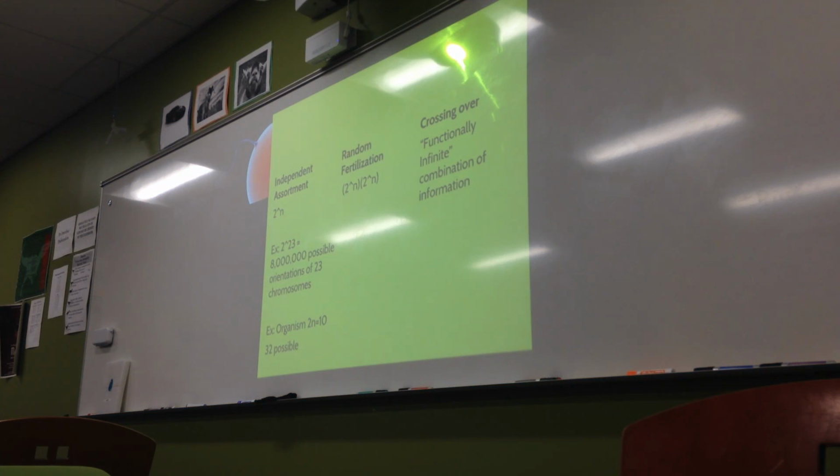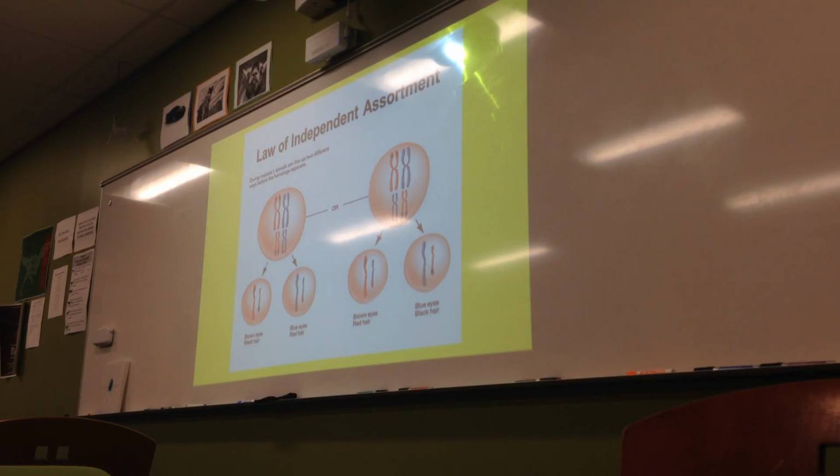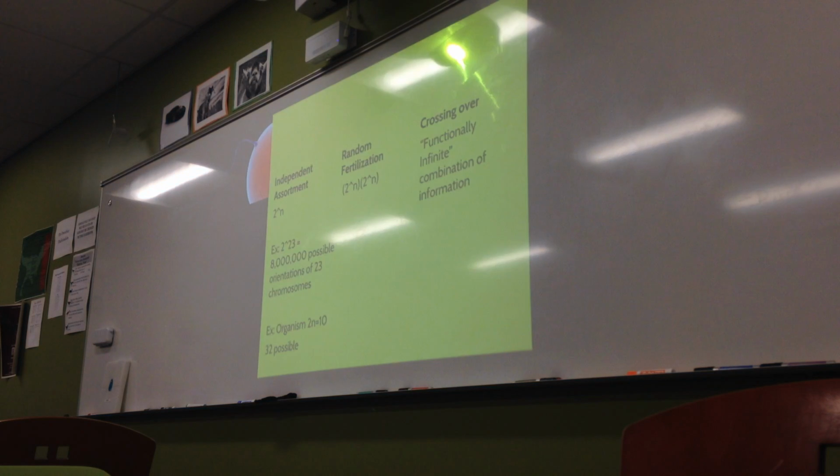So independent assortment, random fertilization, and crossing over all give us better genetic variation in a population. Independent assortment is when these chromosomes are lining up in preparation for meiosis and they're splitting. We can either have them arranged in a certain order or in a different order, and that could give us different possible gametes. So in order to calculate the possibilities of these chromosomes, you just take the number of chromosomes and do it to the exponent. So for example, in 23 chromosomes, we do 2 to the 23rd, and then we get 8 million possible orientations.